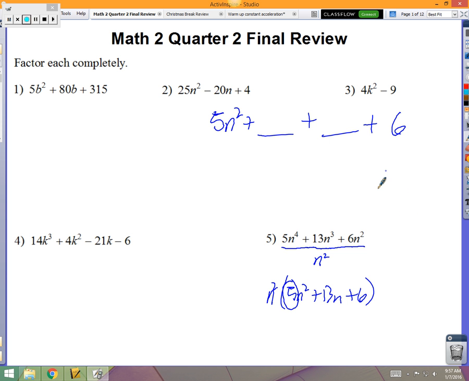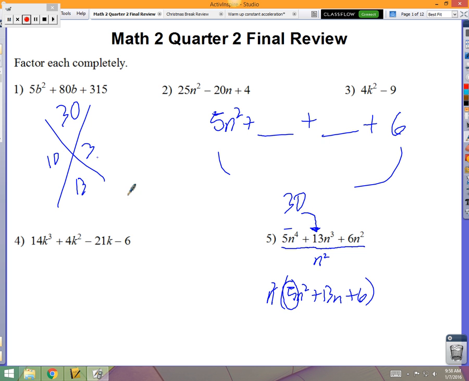Now you do, and then you're going to turn it into 4 and do grouping like we did on number 4. So if you do the very first times the very last, 5n squared times 6, that's going to be 30. 30 is our number. So 30, what's going to times and give you 30, but add and give you the middle? It's got to add and give you 13. And what times and gives you 30 and adds and gives you 13 is 10 and 3.